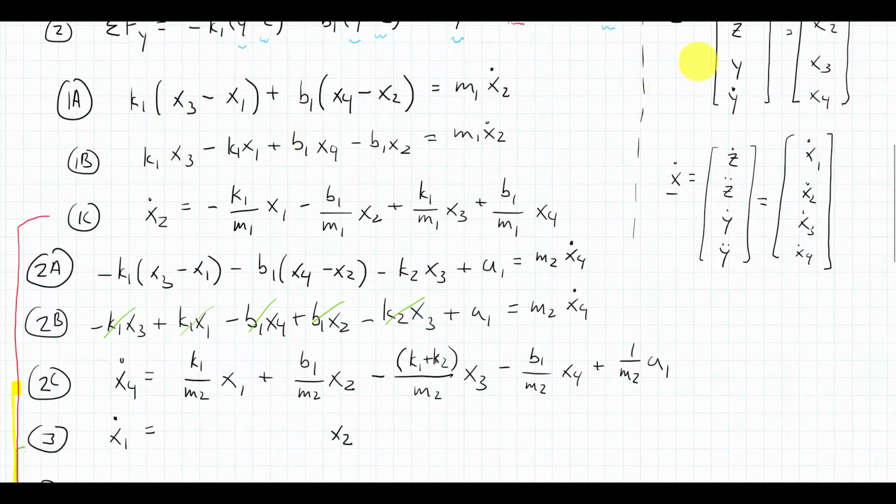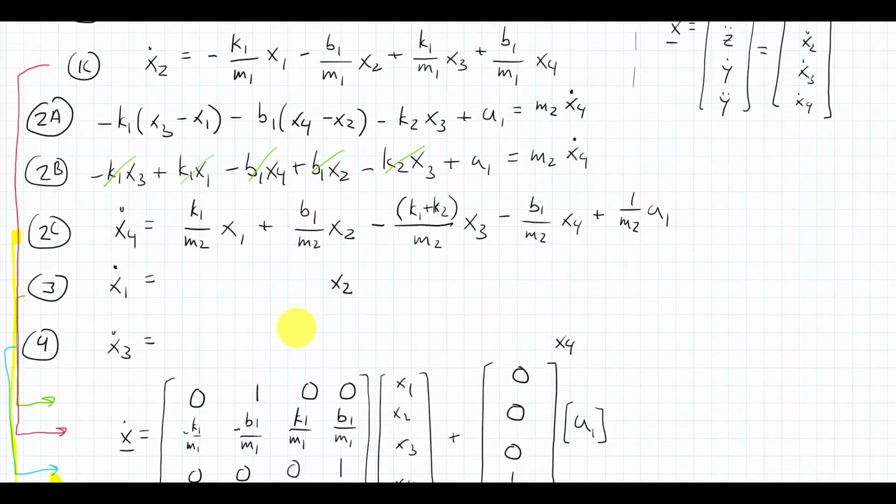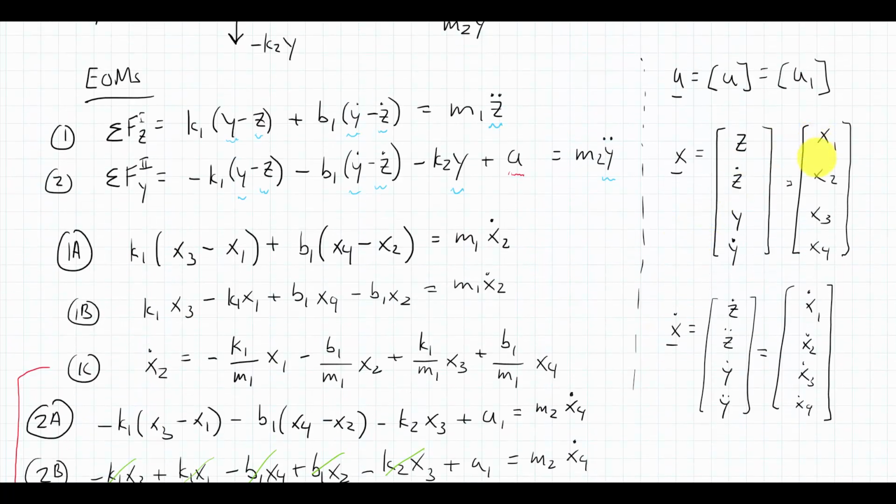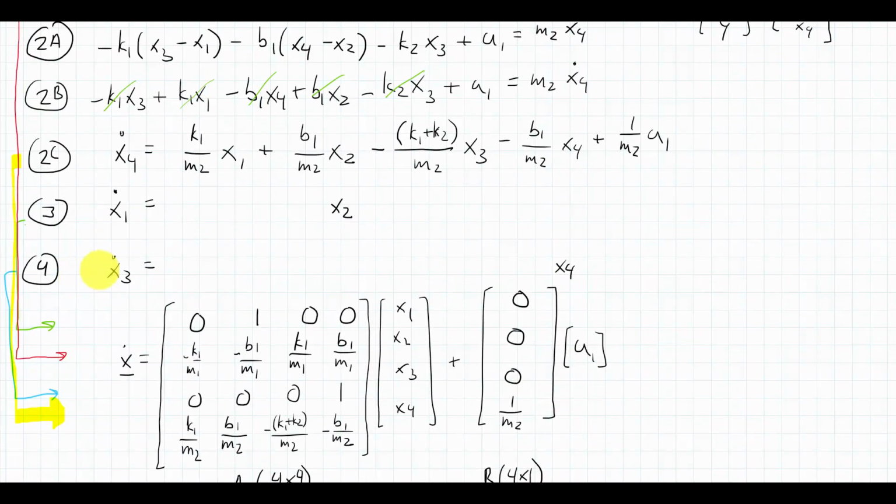I took my 2 equations of motion and I rewrote them in terms of my new state variables, eventually getting to 1c and 2c. I now have expressions for x2 dot and x4 dot, but I need an equation for each of the derivatives of my state variables. So the other 2 came from the mapping equations. x1 dot is also x2 because of the relationship between x1 and x2, both being in the z family. Same idea, x3 and x4 are both in the y family, and that led me to my 4th equation, that x3 dot was also known as x4.